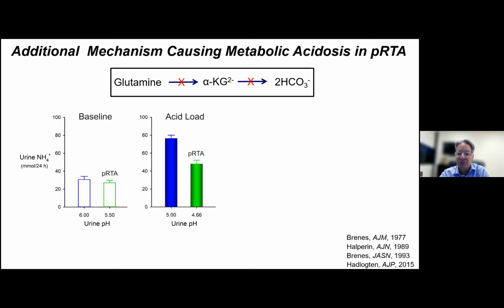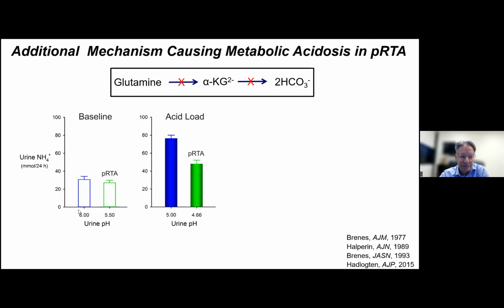Because remember, the urine ammonia comes from the conversion of glutamine into alpha ketoglutarate, and the alpha ketoglutarate is the source of the new bicarbonate generation. So when you look at the urine ammonium, you should also be thinking that it's sort of a poor man's way of looking at bicarbonate generation.